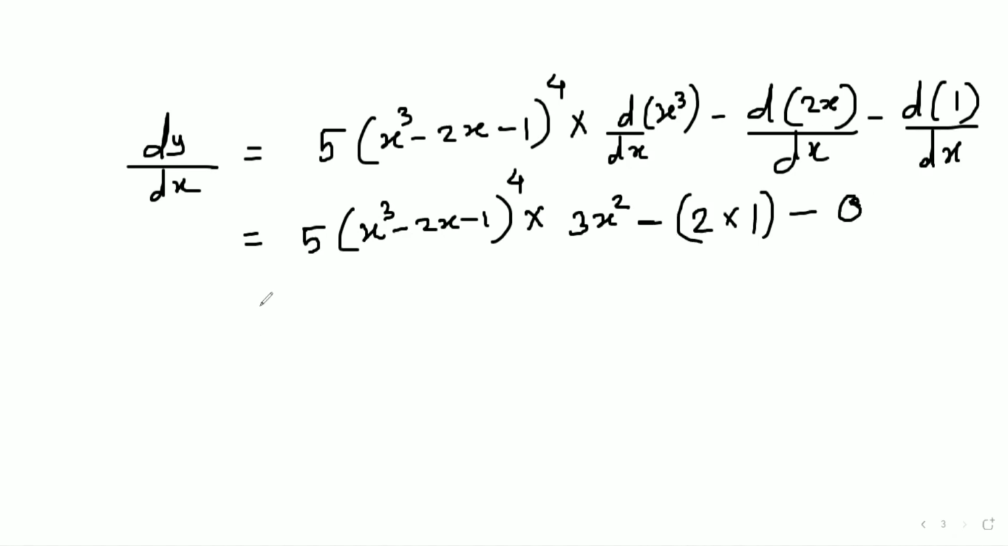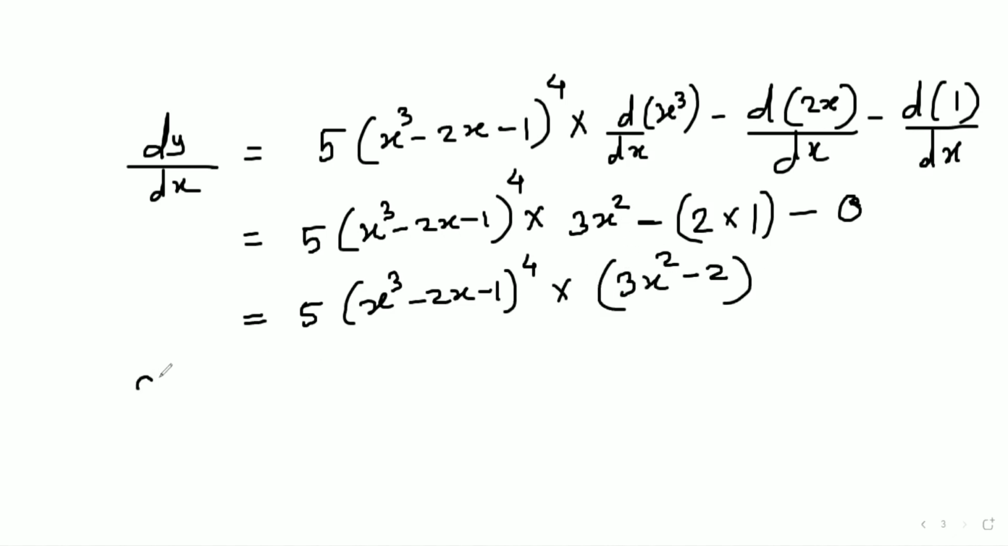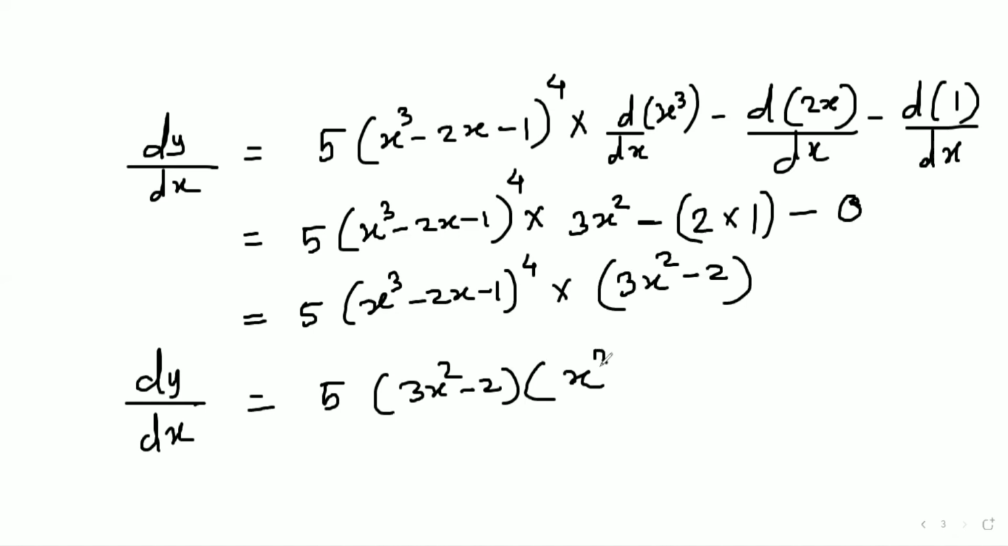So finally we get the answer 5 (x cube minus 2x minus 1) raised to 4 into (3x square minus 2). And therefore dy by dx equals, let's write a binomial first. First of all we will write this 5 as a constant, because it's a monomial. Then we will write the binomial 3x square minus 2, and then we will write the trinomial (x cube minus 2x minus 1) raised to 4, which is the final answer.